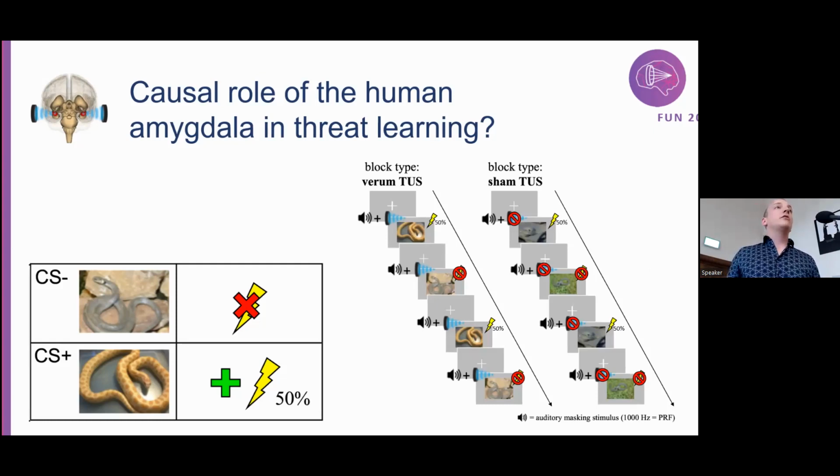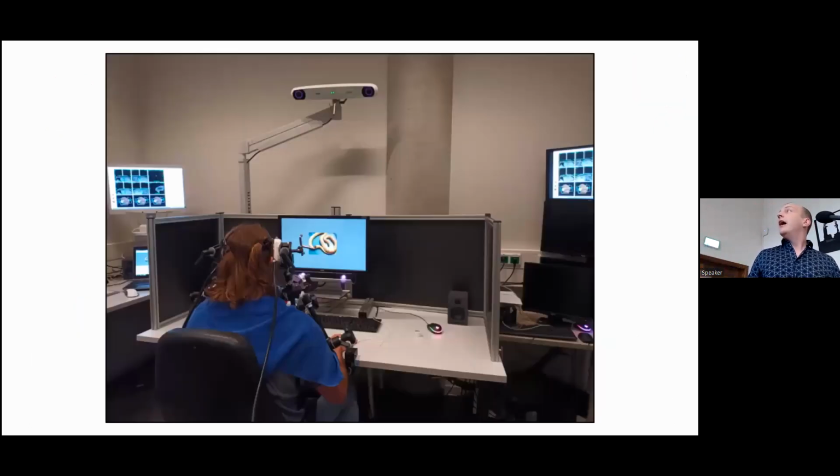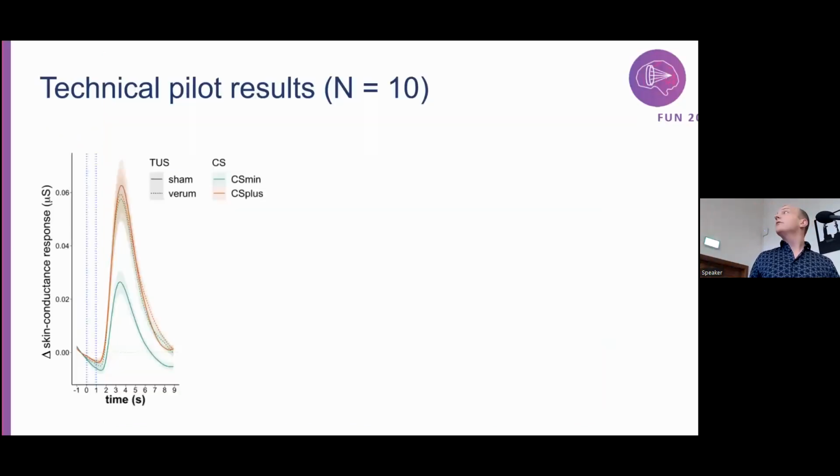And we made blocks in which we had two pairs of these snake stimuli, and one block was always paired with Verum TUS plus an auditory mask, which, as you've learned, is quite important. And a sham TUS block, where we use the 1% duty cycle, where there's almost no energy that goes into the brain, but you can hear the device turn on and off, and also an auditory mask. This is what the setup looks like, and we use neuronavigation to track the location of the transducers.